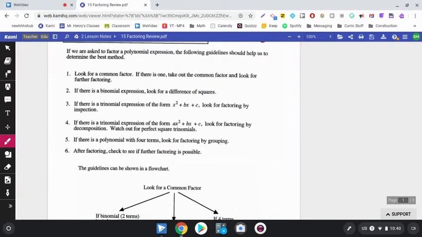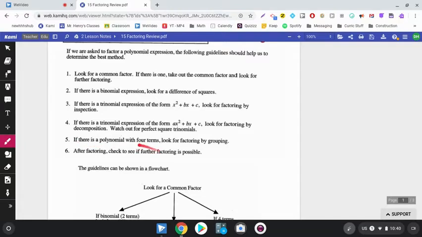If there is a binomial expression, look for a difference of squares. If I only have two terms, I'm hoping it's a difference of squares. Otherwise, I'm pretty much done. If it's a trinomial, look for factoring by inspection. What I'm looking for there is there's no a value. It's just 1x squared, not a bigger a value. Look for inspection, where I just look for my magic combo and jump right to the answer. If I do have an a value, look to factor by decomposition. And then always look for perfect square trinomials, where maybe there's a better way to write my answer.